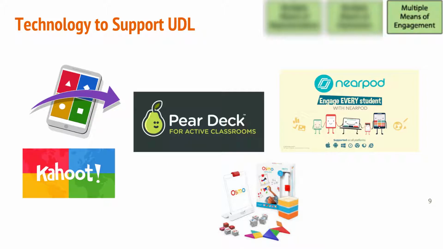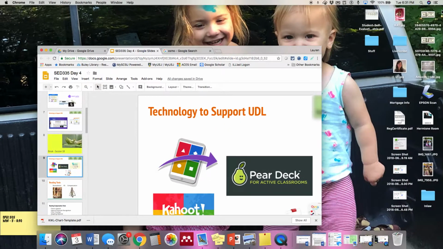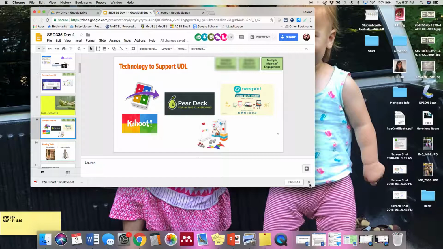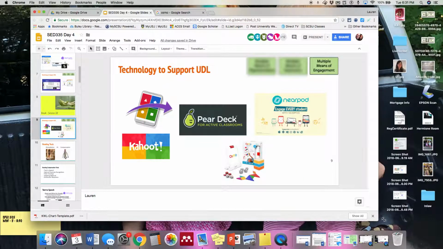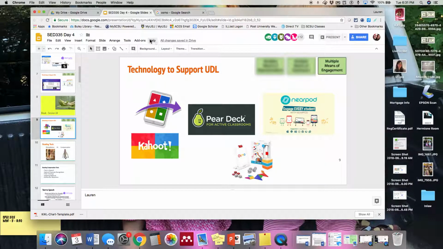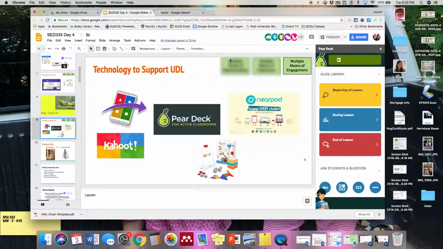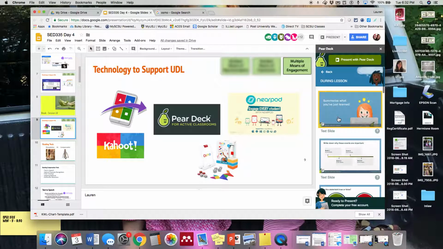I feel like I have to quickly show you because it's pretty neat. So in Google Slides here, if I wanted to add an interactive activity, I could just go into my add-ons, and here I have Pear Deck. So I can just open it up. And so I can add, okay, do I want to add slides at the beginning, during, or end? So I'm going to do during my lesson, and here are all my options.